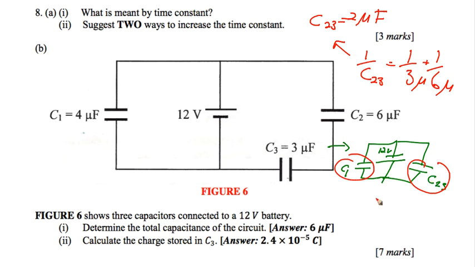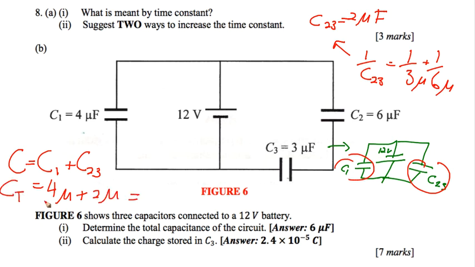So now C23 and C1 are in parallel. So the total capacitance of the circuit is C1 plus C23. C1 is 4 microfarad and C23 is 2 microfarad, and the total or effective capacitance is 6 microfarad.